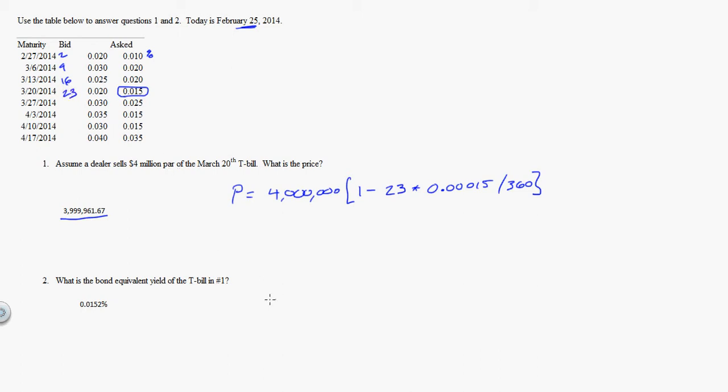Alright, so for the bond equivalent yield, ROI is going to be equal to 365 times the bank discount yield, which is 0.00015, divided by 360 minus the number of days, 23, times the bank discount yield again. So that would be 0.0152%.